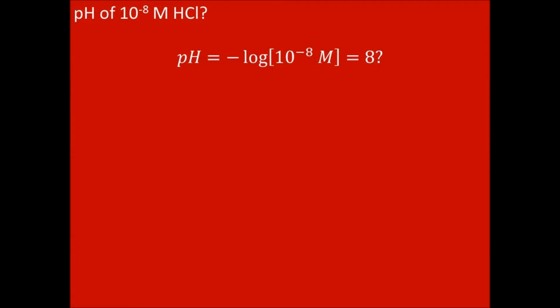The negative log of the concentration gives us a pH of 8. The problem with this is any pH greater than 7 is basic. So how can an acid be basic? The answer? It's not. If the concentration of the strong acid is less than 10 to the negative 6 molar, we have to account for the dissociation of water.